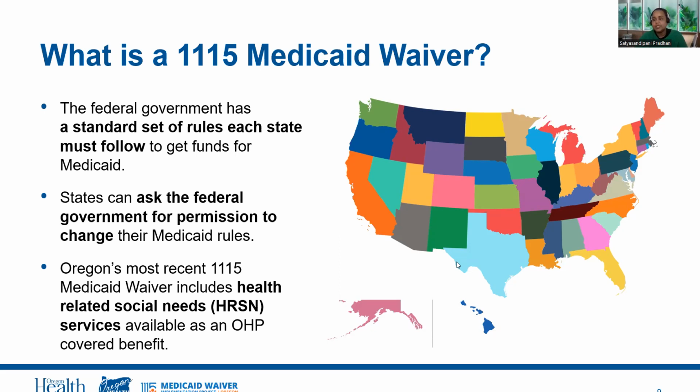In order to continue with these benefits, states must renew their Medicaid waivers with the federal government every 5 years. Oregon has been using Medicaid waivers since 1994, so this is not the first waiver. But the recent 1115 Medicaid waiver includes health-related social needs, that is HRSN services, the reason we all are here today. It was approved for October 1, 2022 through September 30, 2027. So it's 5 years. And waivers are an ongoing collaboration with the government.